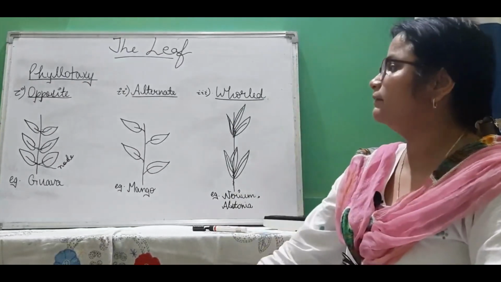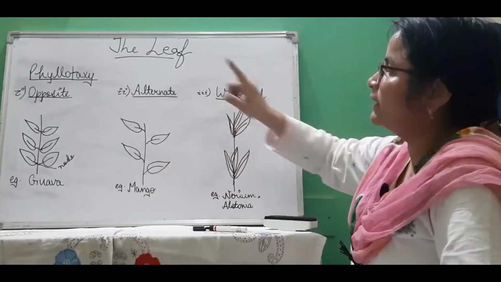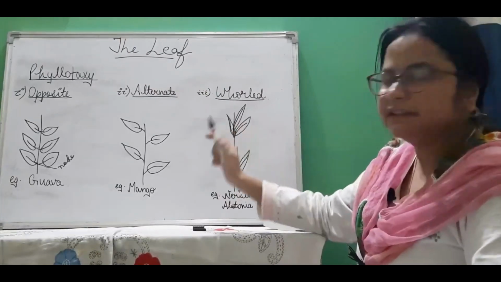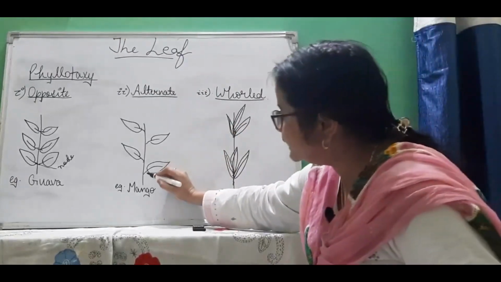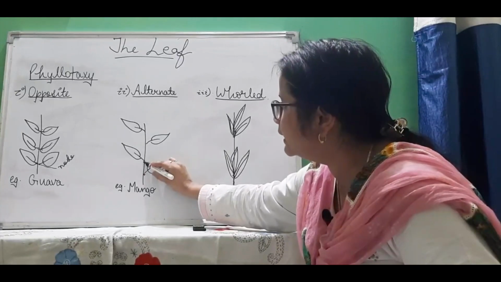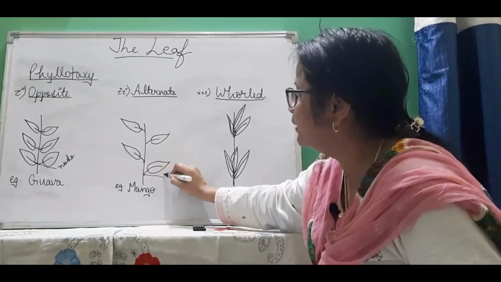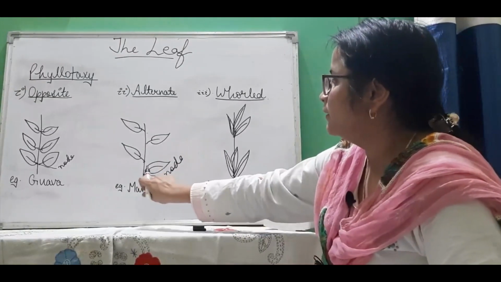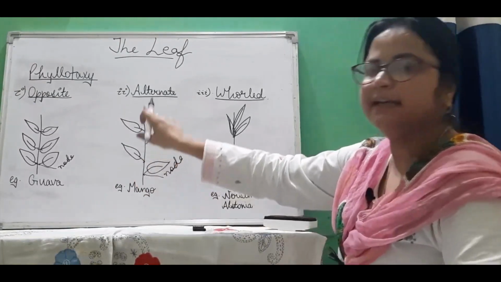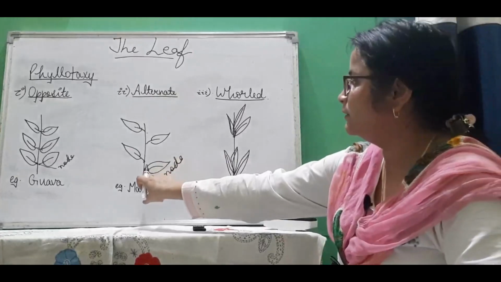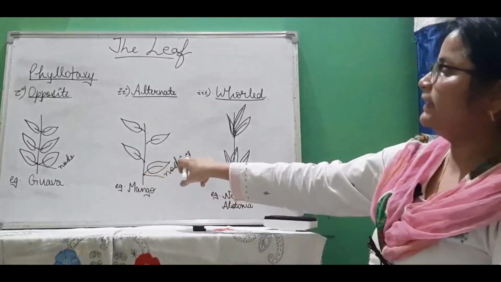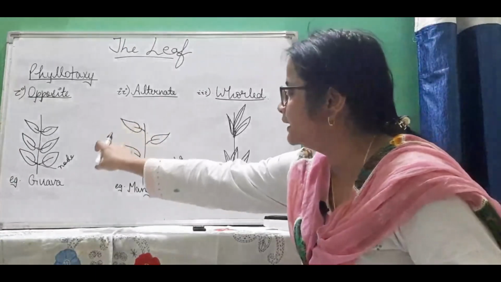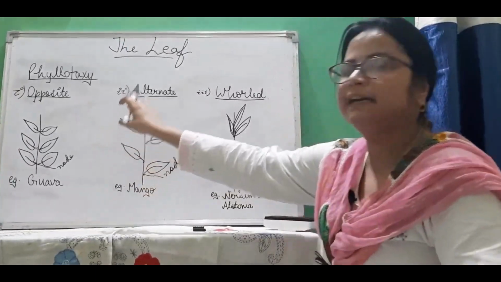Now second one is the alternate arrangement of leaves, or alternate phyllotaxy. In this phyllotaxy, on a single node only one leaf is attached. This is called the node on the stem. This is the stem. On a single node, a single leaf is attached. On one node, for example, on the left side one leaf is attached, then on the opposite or alternate side, the right side, another leaf is attached.